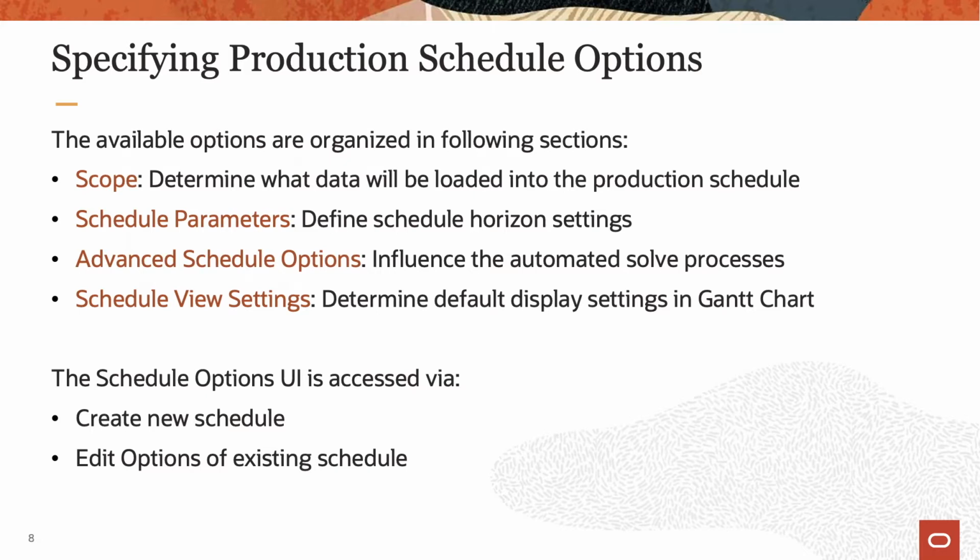The schedule parameters determine various schedule horizon and fixed time fence settings. The advanced schedule options drive some of the decision-making processes of the underlying algorithms. And finally, in schedule view settings, you can specify some default settings used in the Gantt chart.